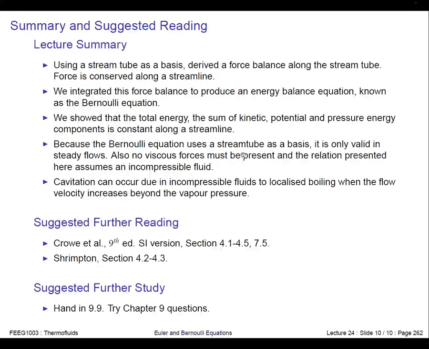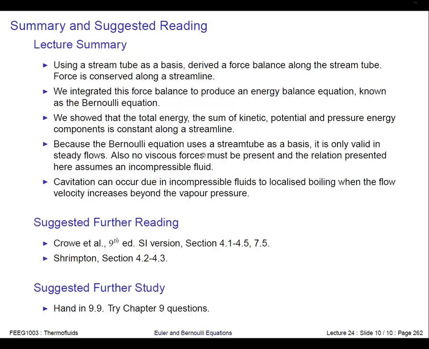Okay, so we covered quite a lot here. We used a stream tube, we did a force balance, we ended up working out an Euler equation, and then we integrated along that Euler equation to work out an energy balance equation called the Bernoulli equation, and we showed that the total mechanical energy, so there's no thermal energy here, is the sum of 3 energy forms: kinetic, potential and pressure energy. And although these 3 things can vary along the streamline, the sum of these must always be the same, and the sum of these is defined by the stagnation pressure.